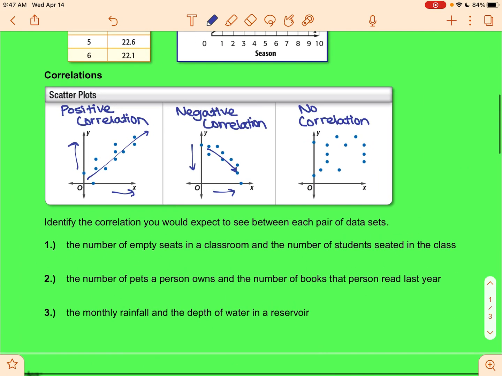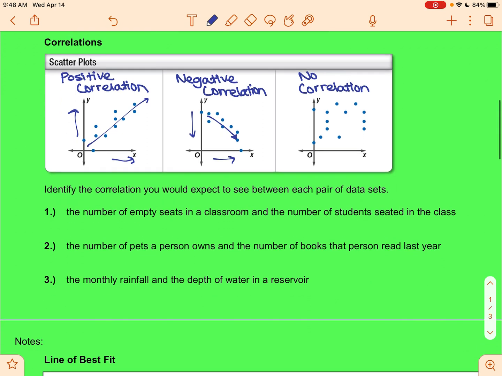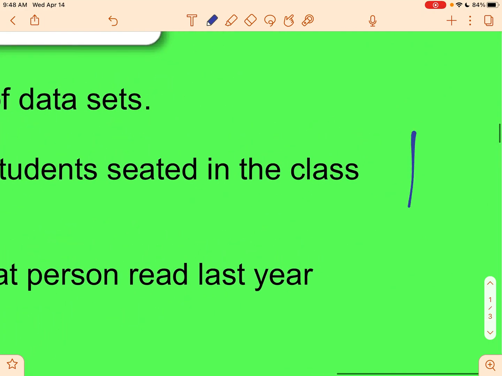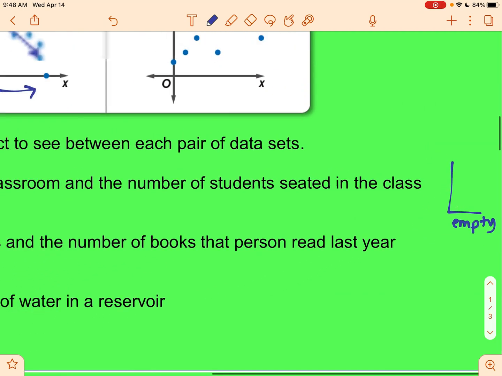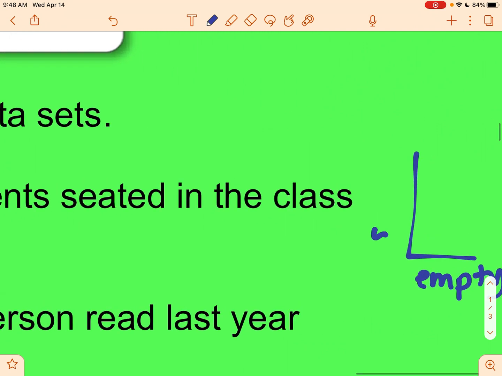Alright, so now we are going to identify the correlation we would expect to see between each pair of data sets. These can be kind of tricky because you really need to think about how you would make a graph for this data. So number 1: the number of empty seats in a classroom and the number of students seated in the classroom. What I like to do is create a little graph over here. Let's say this is the number of empty seats, our x value, and our y value is the number of students in the class.